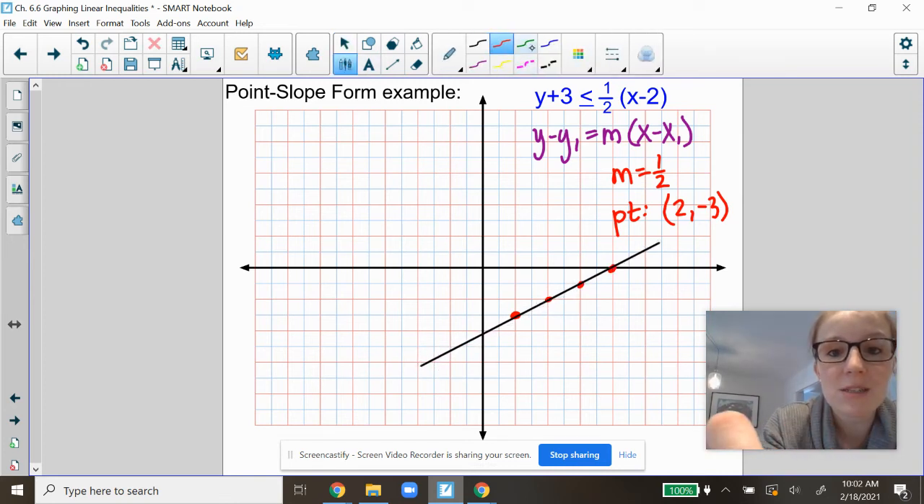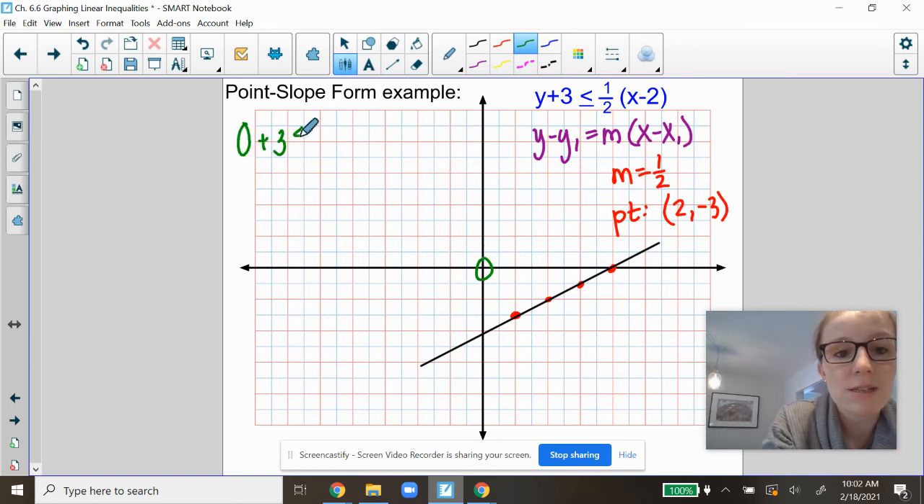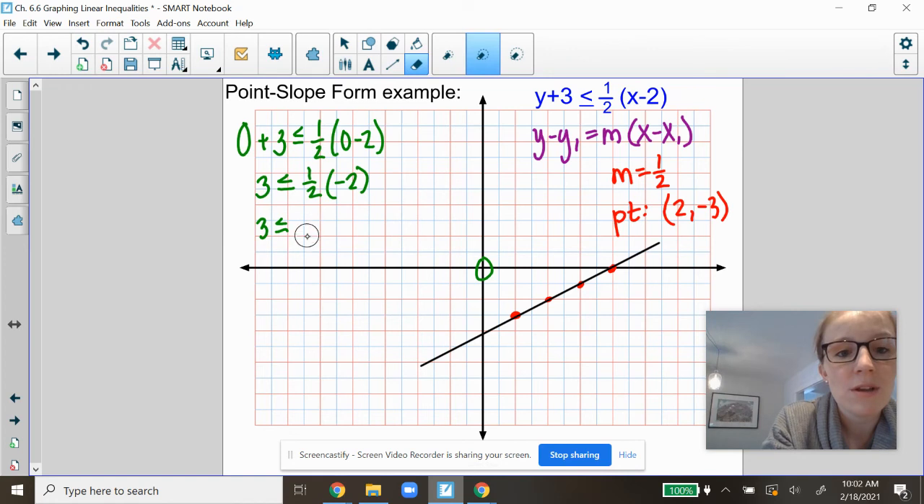And now I need to test a point. Remember, we want to test that origin. So I'm going to plug in 0, 0. 0 plus 3 is less than or equal to 1/2 of 0 minus 2. So I end up with 3 on the left side is less than or equal to 1/2 of 0 minus 2, which is negative 2. 3 is less than or equal to 1/2 times negative 2. Sorry, here is going to get me to negative 1.